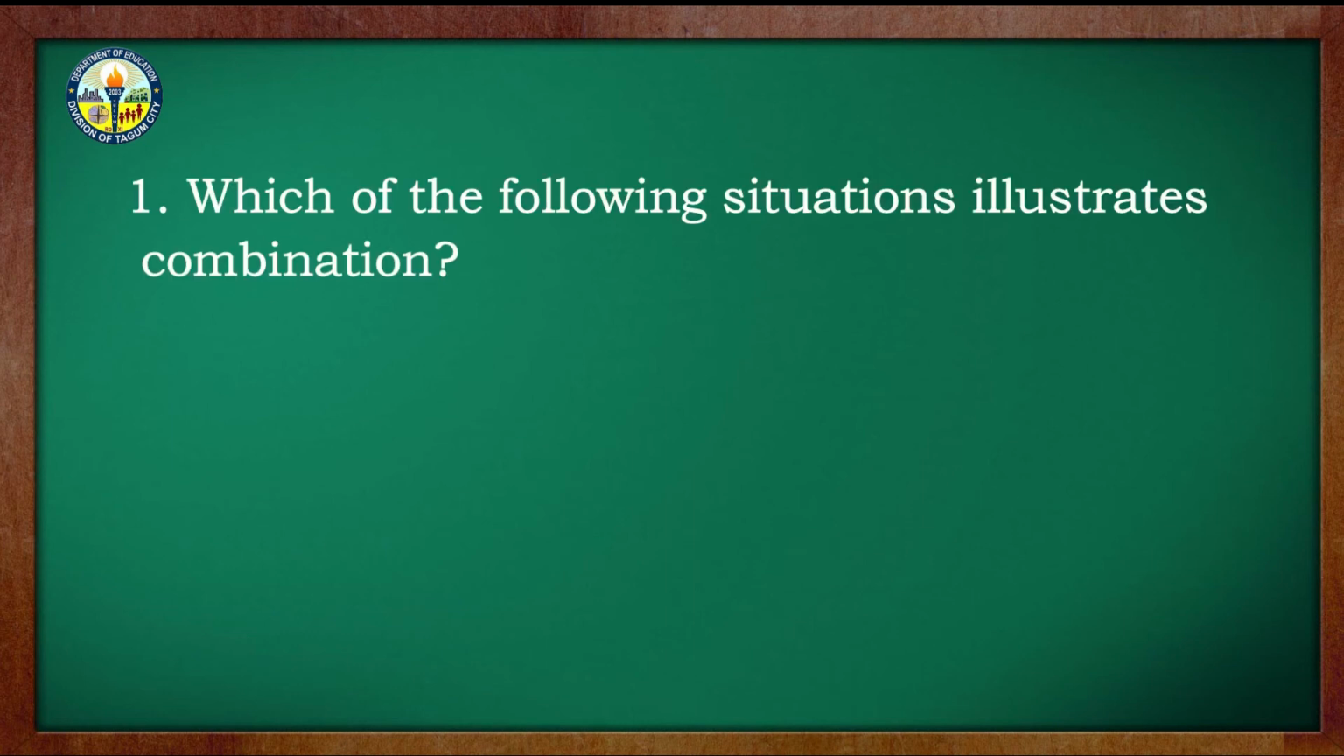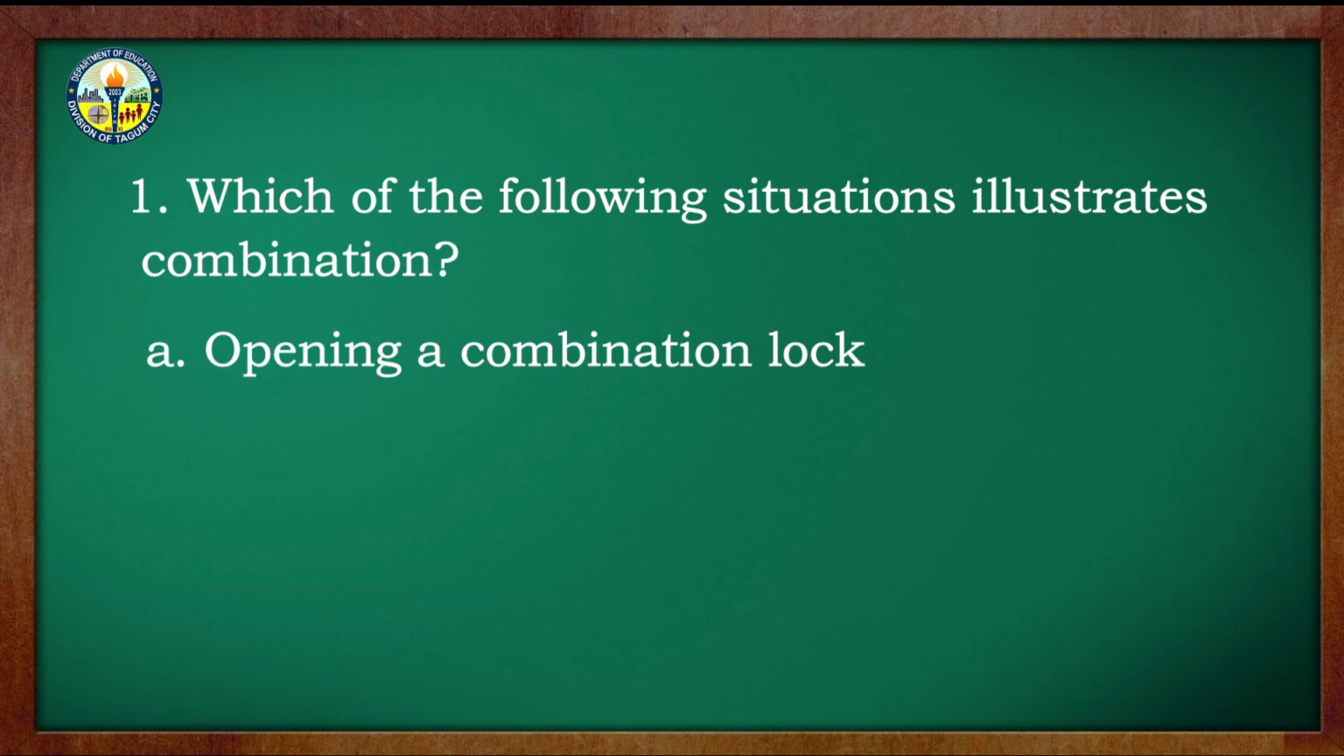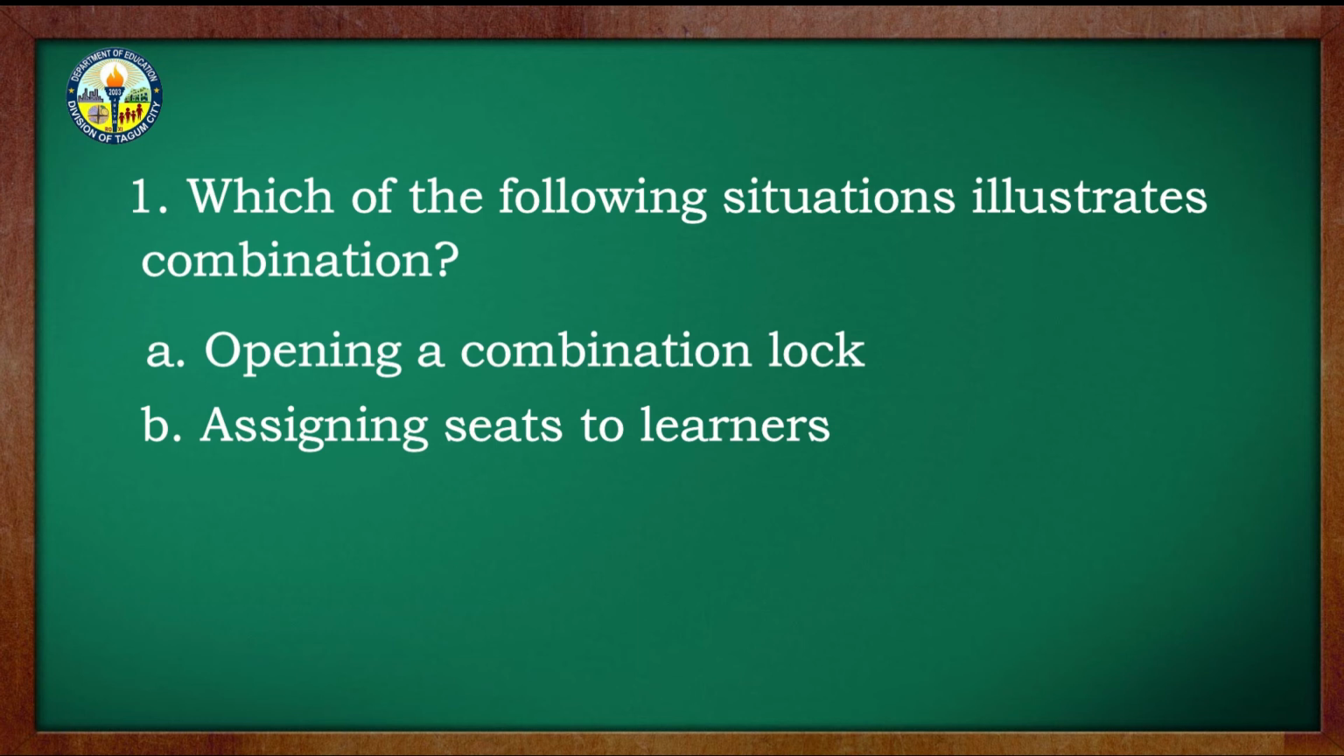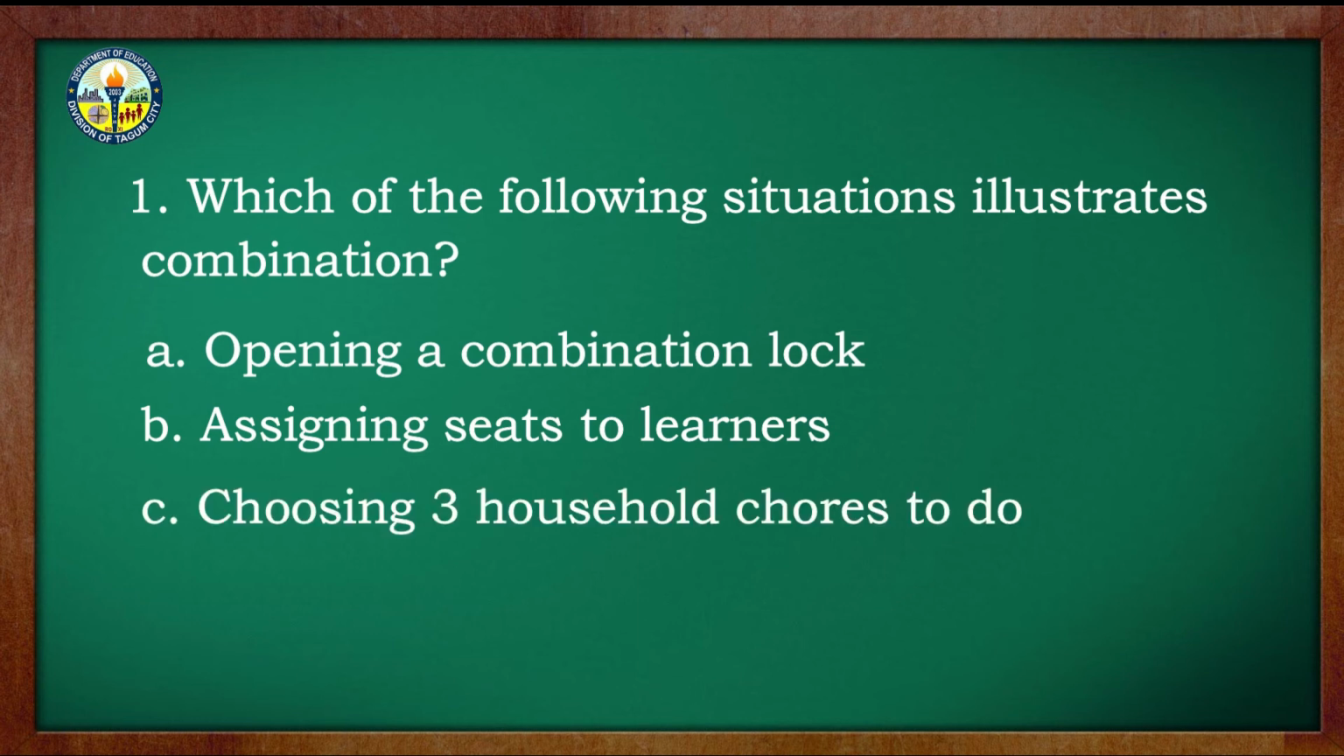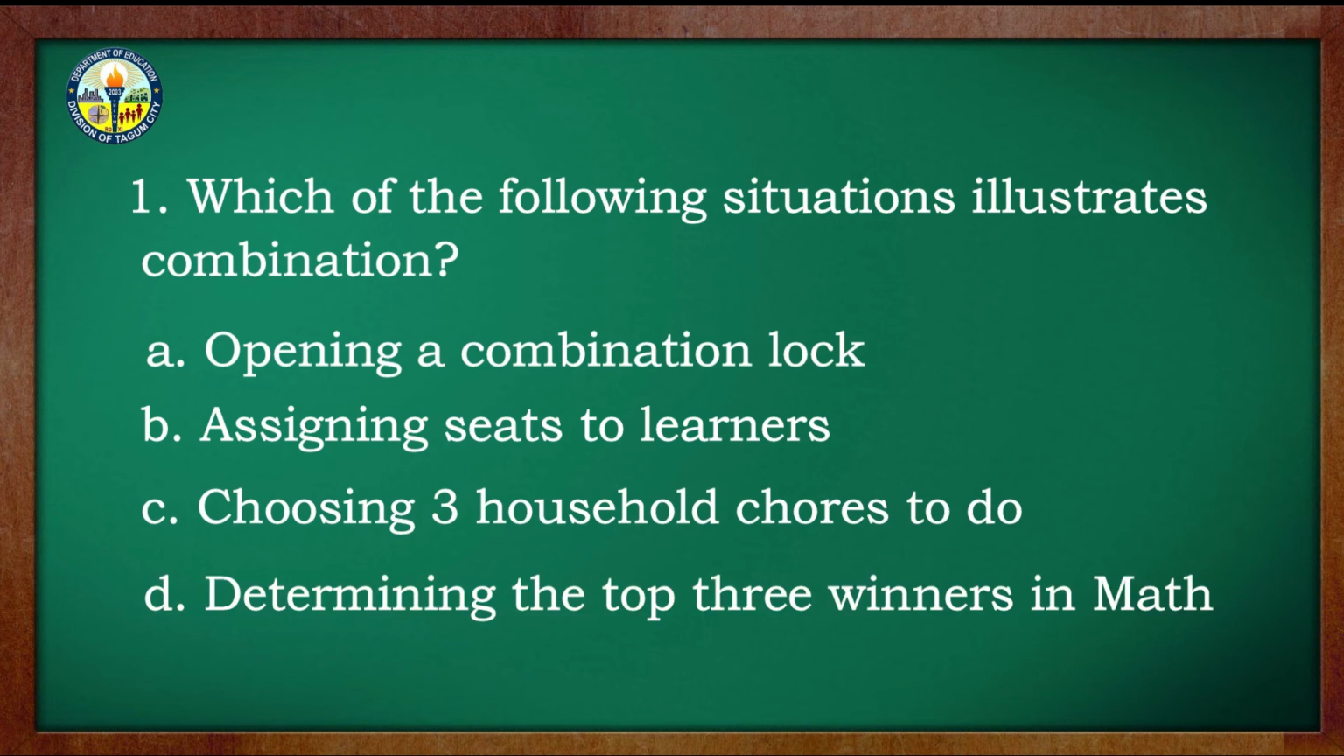Problem number 1. Which of the following situations illustrates combination? A. Opening a combination lock. B. Assigning seats to learners. C. Choosing 3 household chores to do. Or letter D. Determining the top 3 winners in math quiz speed. This will be answered for 5 seconds. Your time starts now. Time's up! The answer is letter C. Choosing 3 household chores to do.